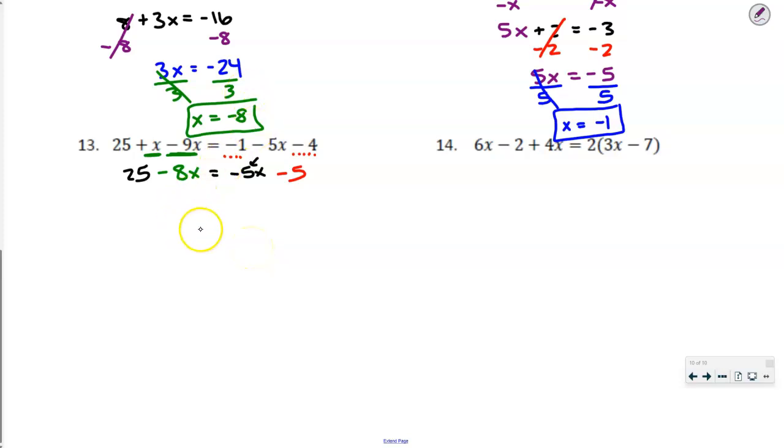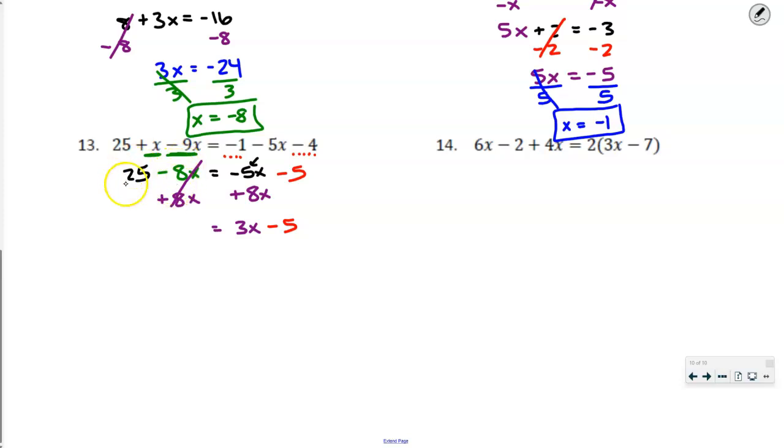I like focusing on moving the x tiles to one place, and I get to make a choice now. I can either add 8x to each side to zero out the x's here, or I could add 5x to zero out these 5 negative x tiles. Whatever it is that you decide, just make sure you do the same thing to the other side. Personally, I'm going to choose to add 8x. In doing so, this zeroes out, and I balance it doing the same thing to the other side. The reason I chose this is because negative 5x plus 8x is equal to a positive 3x. And anytime I can avoid dealing with negatives, I like avoiding that.